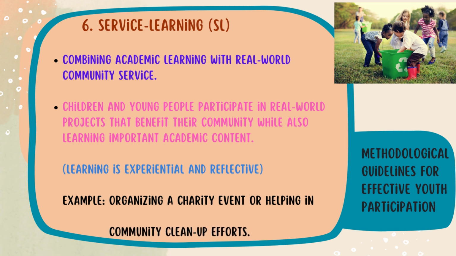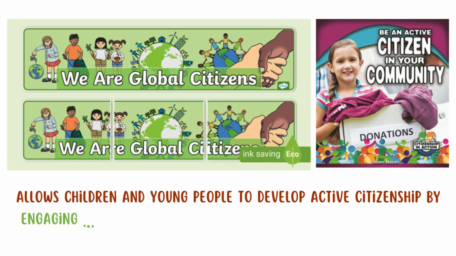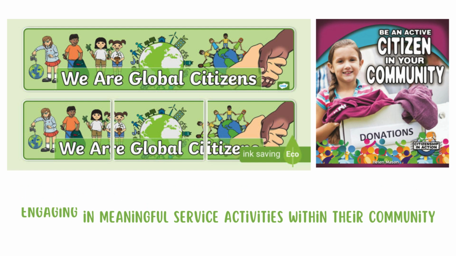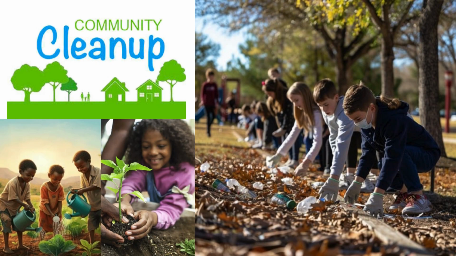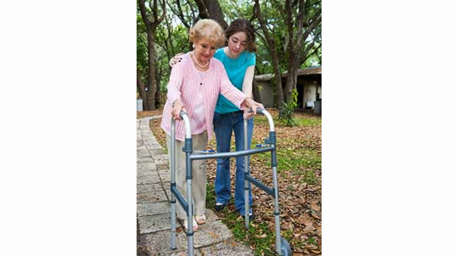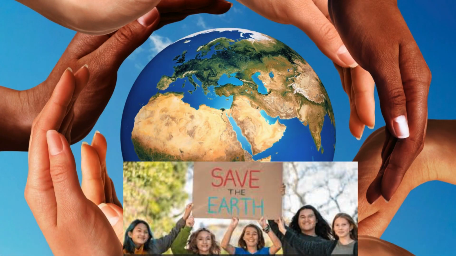on society. The service learning methodology allows children and young people to develop active citizenship by engaging in meaningful service activities within their community, focusing on issues that are important to them. An example of this method: children may help clean up a local park, organize a fundraising event for a charity, or assist elderly neighbors, all while reflecting on how their actions contribute to society and their learning.